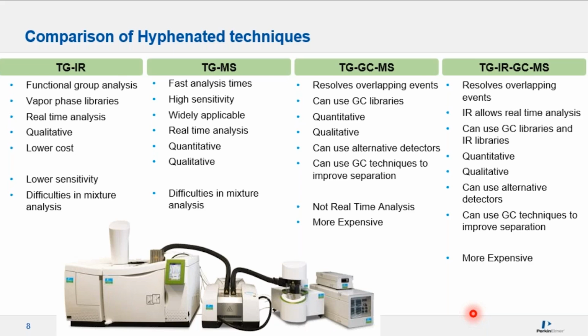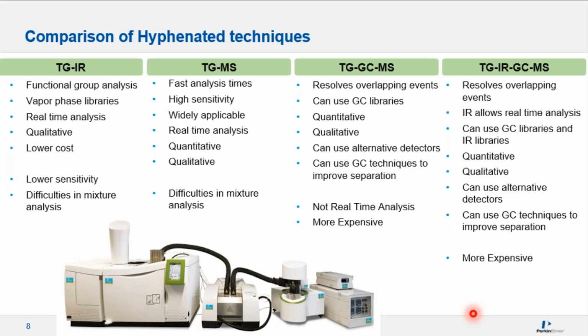Okay, so this slide shows a comparison of the different hyphenation configurations that are available. We're starting with the simplest configuration on the left and then getting more complicated as we move to the right. So the first one, TG-IR. This is coupling TGA with FTIR. This is the most common setup that we typically see.